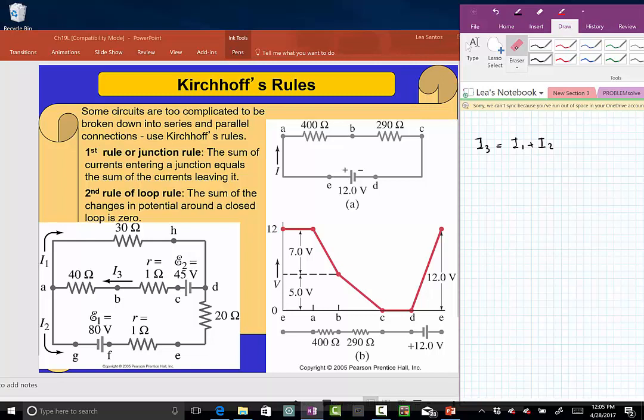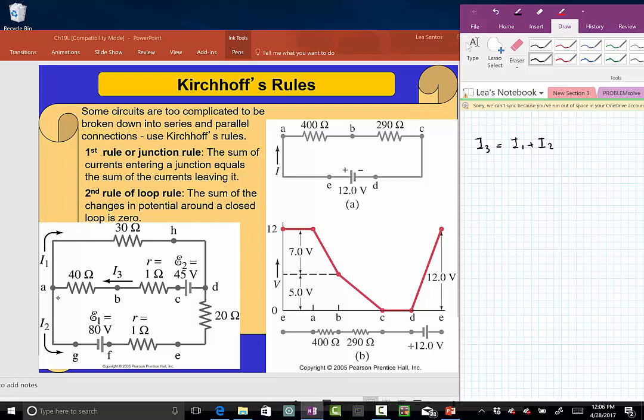Okay, now let's have a look at the second rule. The second rule says the sum of the changes in potential around a closed loop is zero. So again, if I look at this complicated circuit, what is a loop? It's any point that I pick and I come back to itself. So for example, if I start here at A, I go from A to H to D to C to B and come back to A, this is a loop.